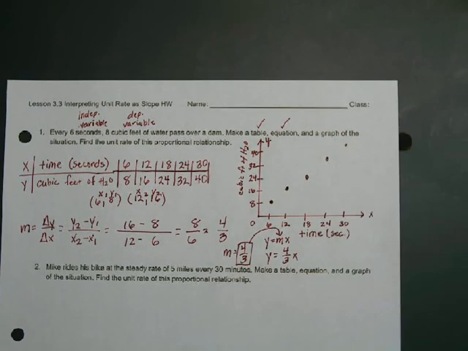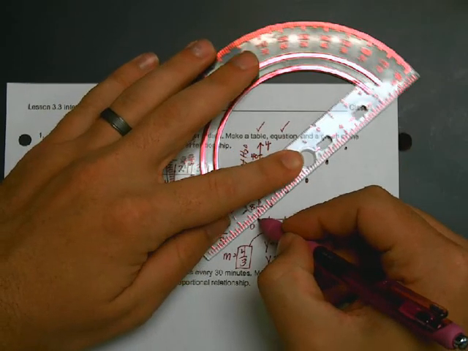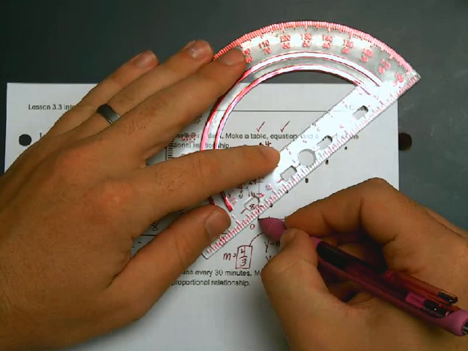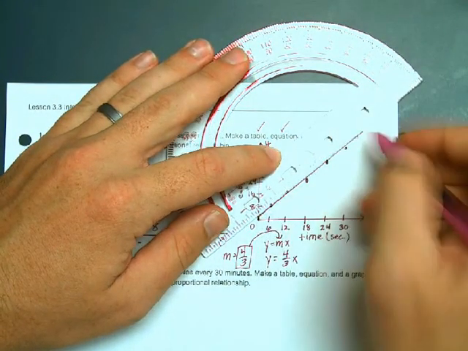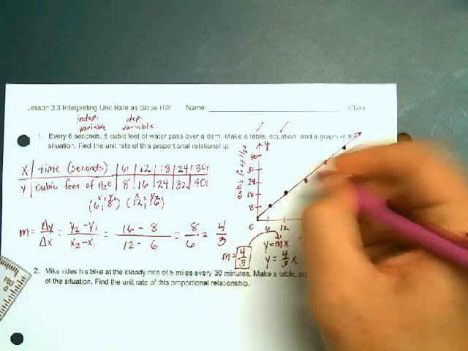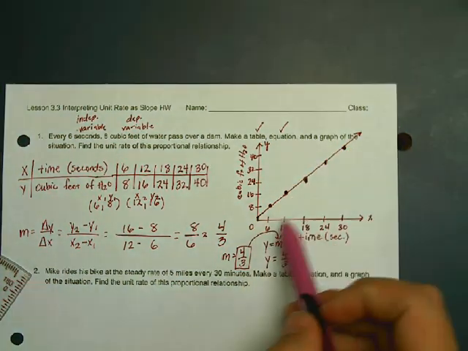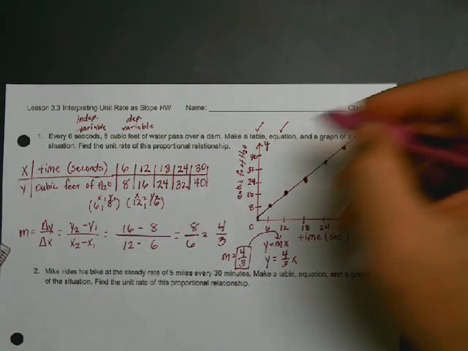I get my handy dandy protractor, and I'm going to play connect the dots. Now mine may be just a little bit off, and that's okay. It's just a little bit off due to my measurements down here not being exactly equal to those measurements. But it's close enough for a freehand graph. So now I've done my table, done my equation, done my graph.